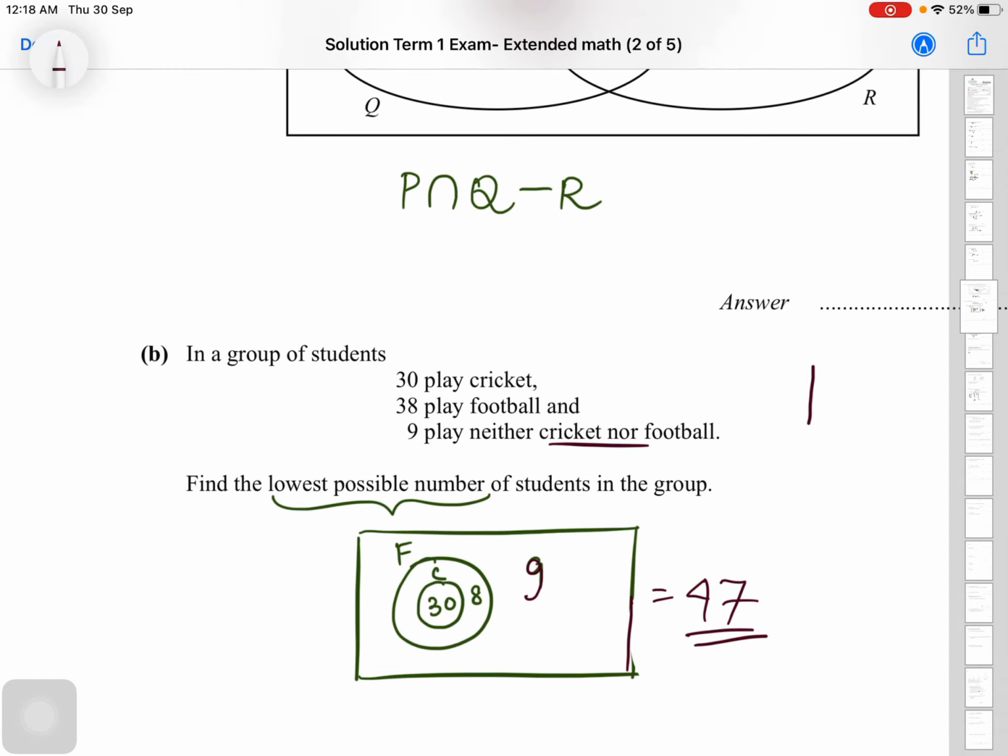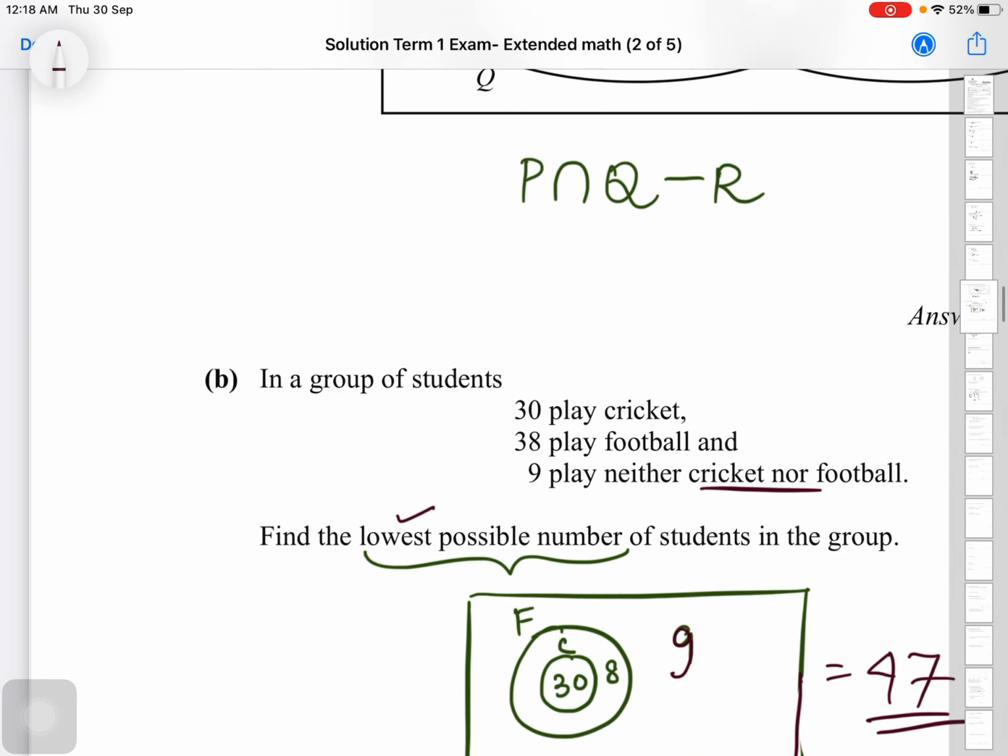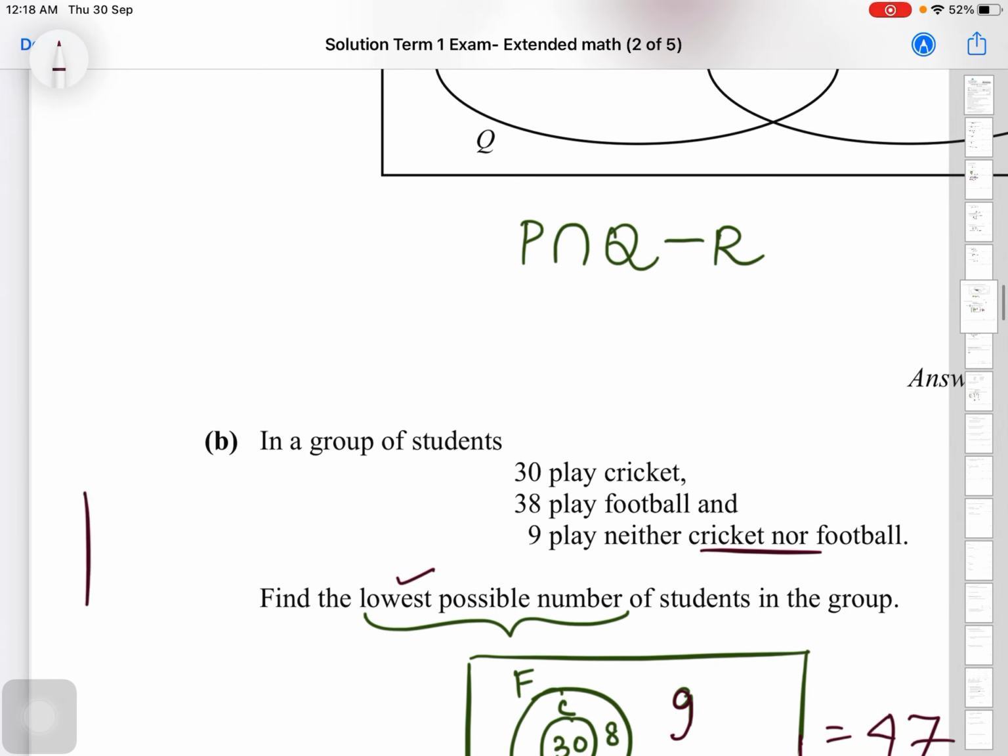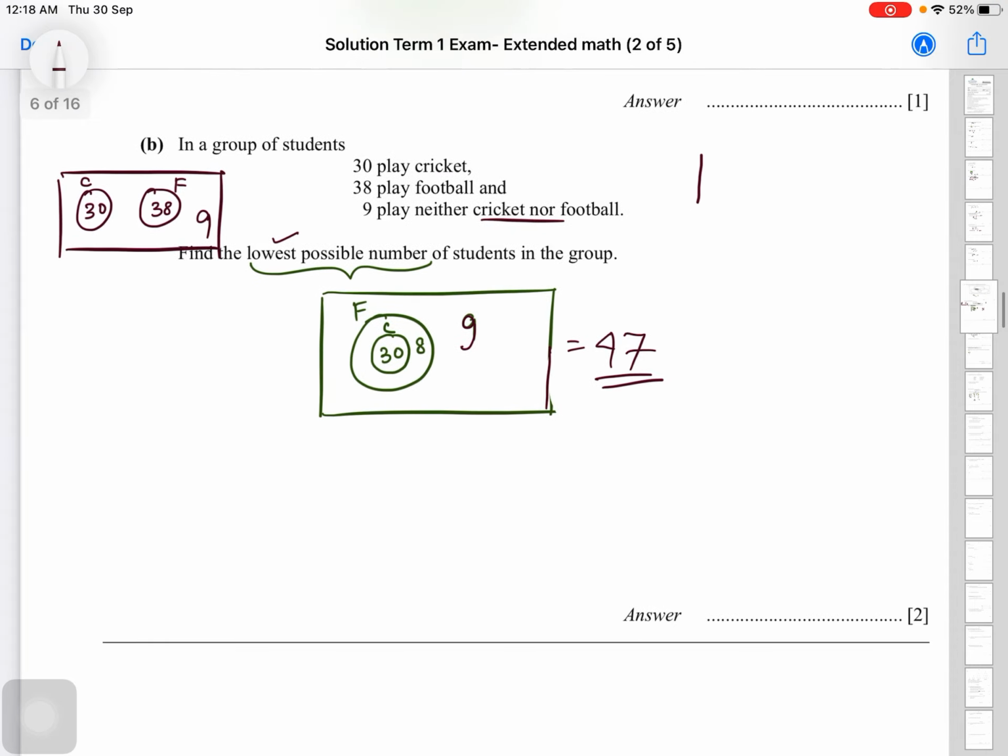By chance they were asking that 30 play cricket, 38 play football, 9 play neither cricket nor football, but find the highest possible number. Then your method would have been different. In that case, you would create the universal again. You would treat cricket separately, you would treat football separately, and you will take 9 people separately. So the 30 players will have nothing to do with these 38 players, and the sum of these 3 will give you the maximum possible numbers of students. Okay, this is something to keep in mind.